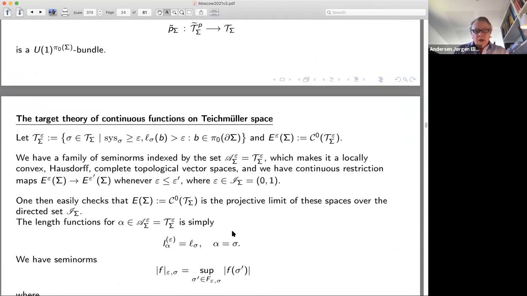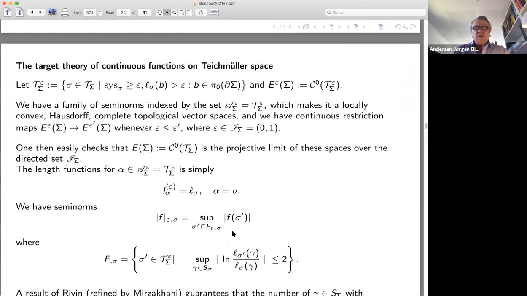Very good. So now we want, of course, functions on this. So now I introduce the following subset. I look at Teichmüller space, now just the usual Teichmüller space, and I require that the systole, so the length of the shortest simple closed geodesic in the interior of the surface, is bigger than epsilon. And I also require that all the lengths of the boundaries are also bigger than epsilon. And then I take E_epsilon to be the continuous functions on that subset of Teichmüller space.